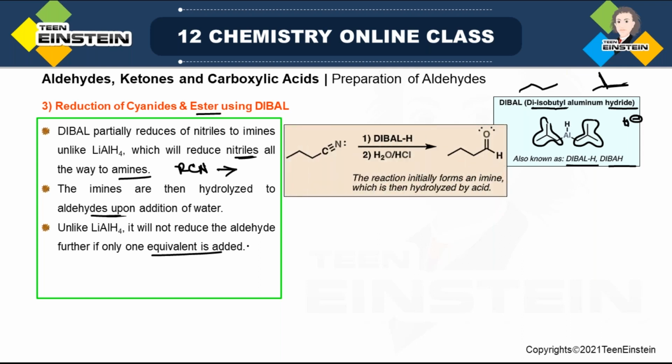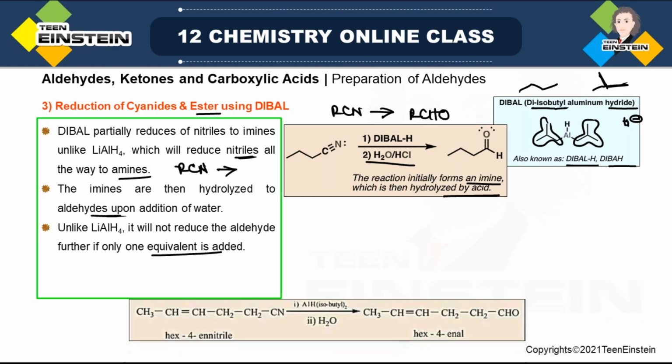So see, we have taken RCN in presence of DIBAL-H. That is the first step. And in the second step, we are using hydrolysis under acidic condition. You are ending with aldehyde. So this is also RCN to RCHO. Initially it forms an imine which is then hydrolyzed by acid.